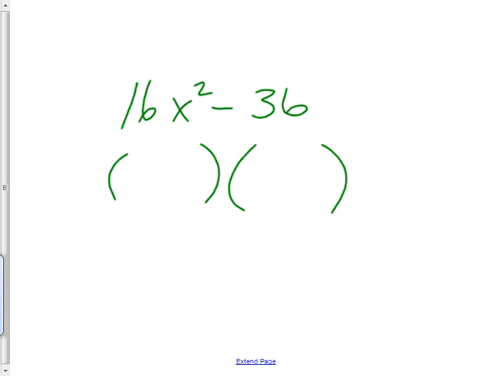Okay, so here's about the hardest one that you'd have for today. 16x squared minus 36. It factors, but a lot of people are going to go factor it wrong. Boom, boom. Think a little bit. Do something carefully. Okay, try that one.